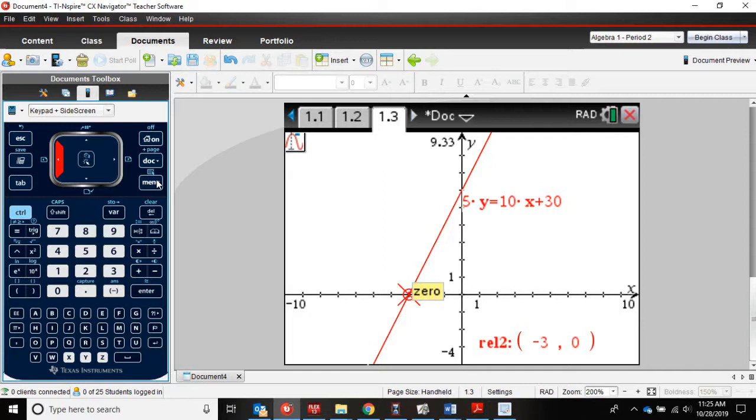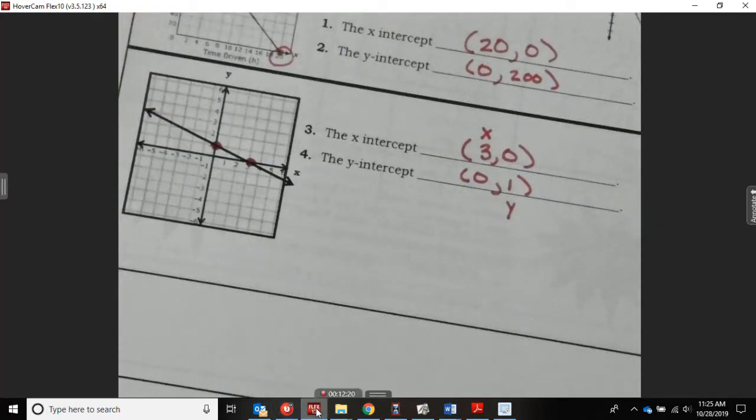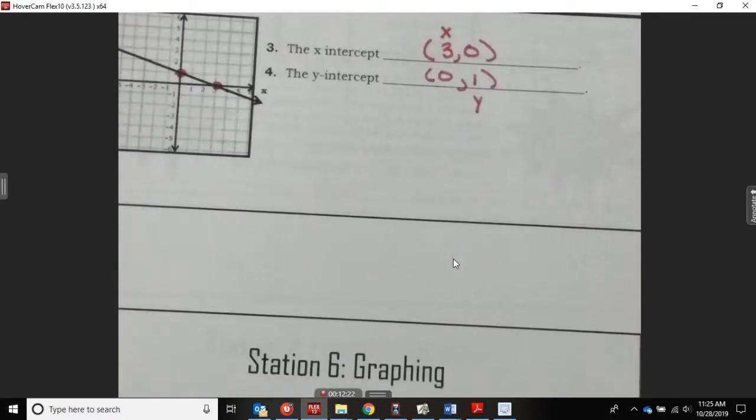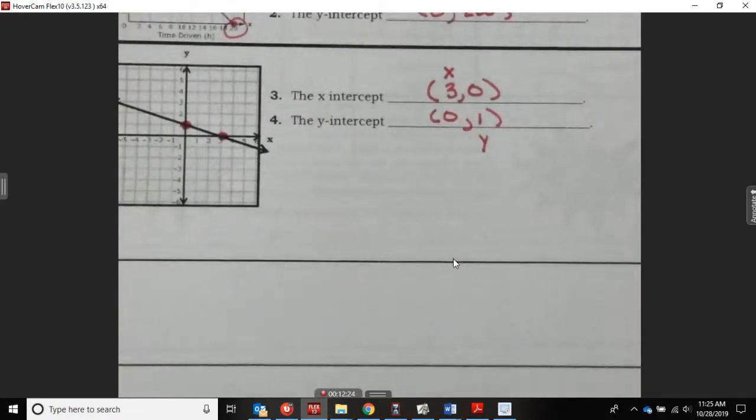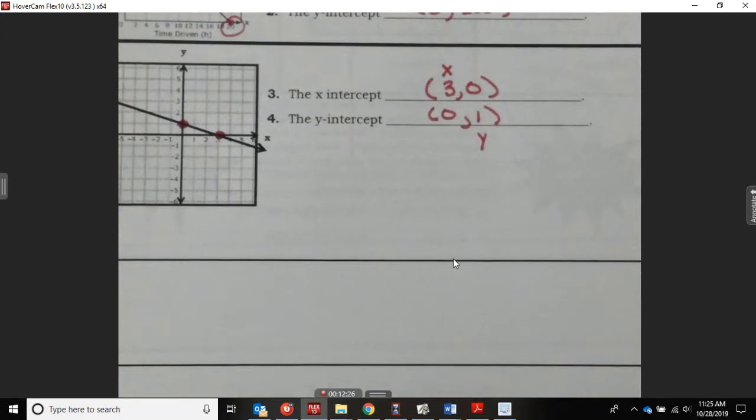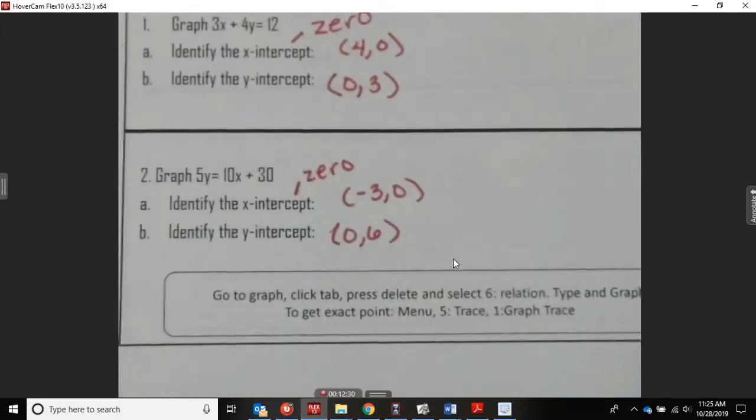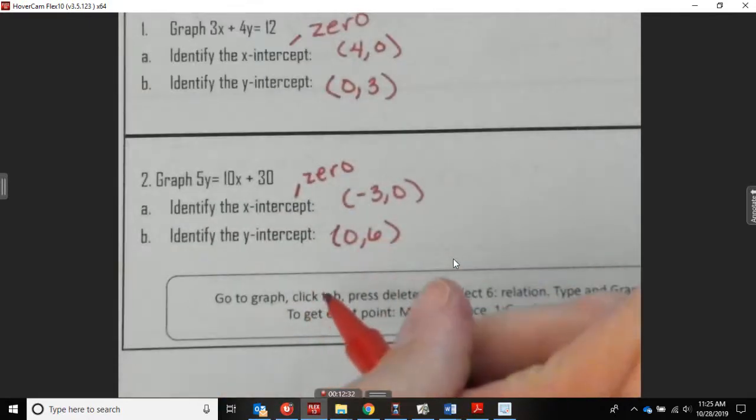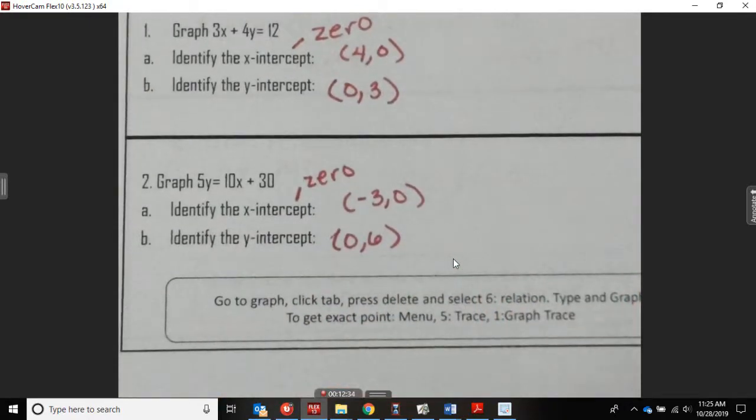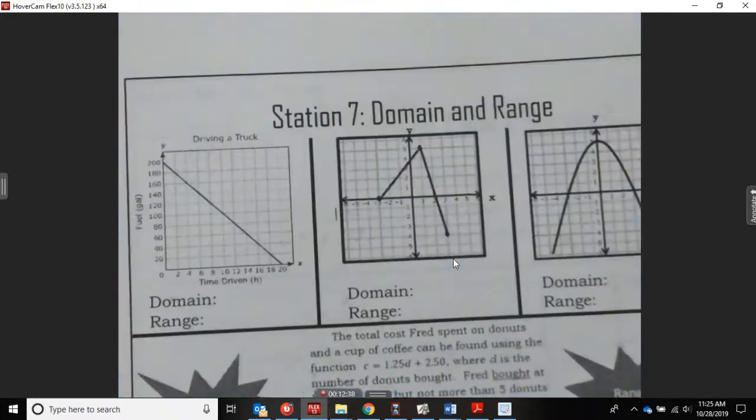Okay. All right, the last station was everybody had to do that. So quickly, if you didn't get that down, okay, you can pause it. I'm looking at the wrong thing. There we go. That was station 6. Let's look at station 7 though. Everybody had to do station 7.